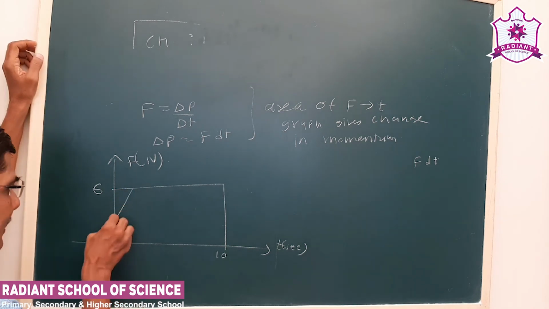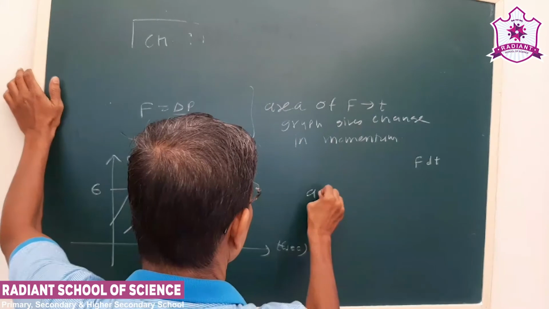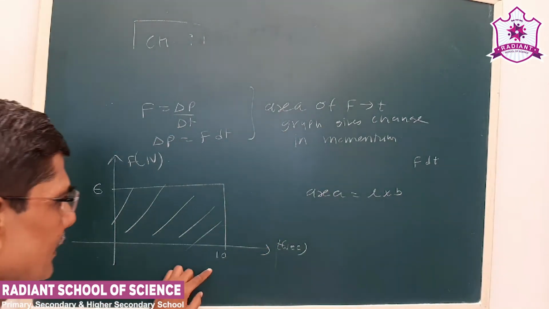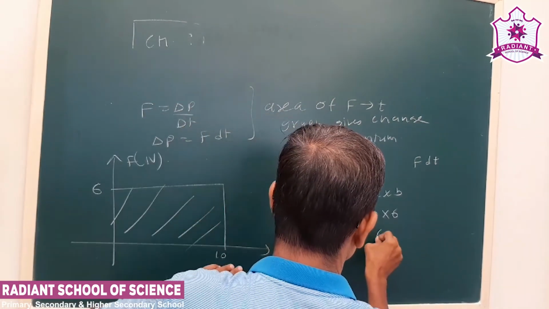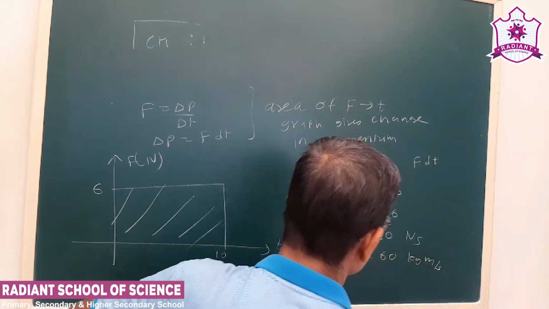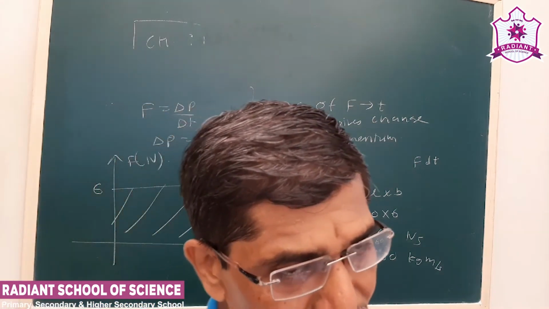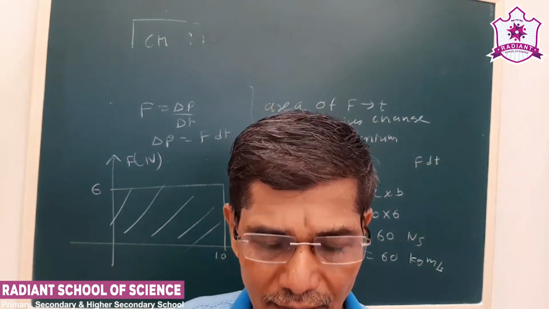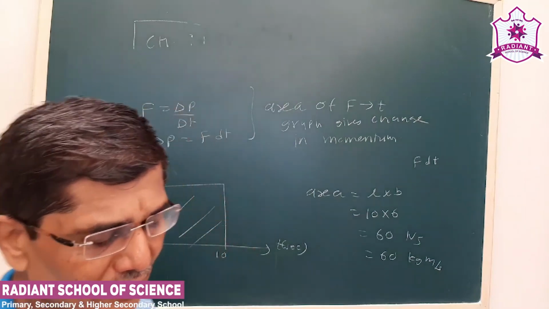Now what we see is a rectangle. So what is the area of the rectangle here? Length into breadth. Now length is 10, breadth is 6. Okay, 60 kg meter per second. So this is how, when we are given a force versus time graph, then by taking the area of that graph, we can get the value of the momentum.